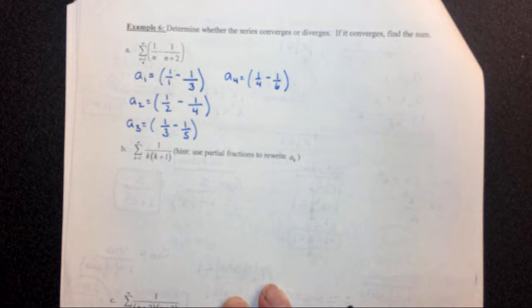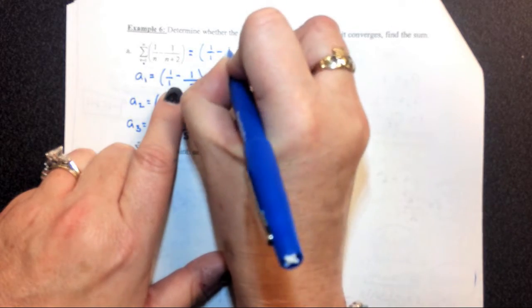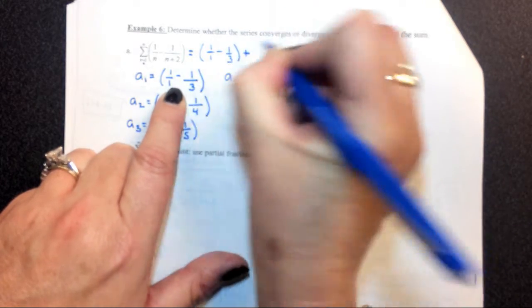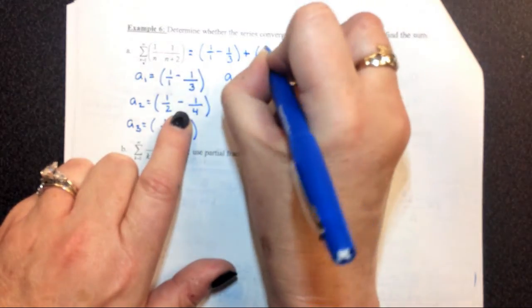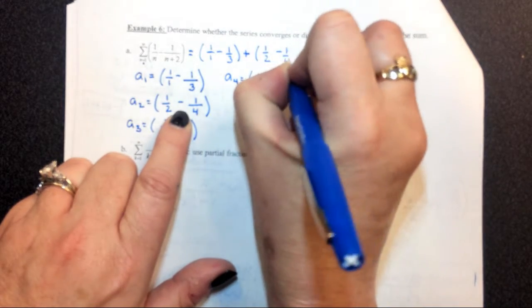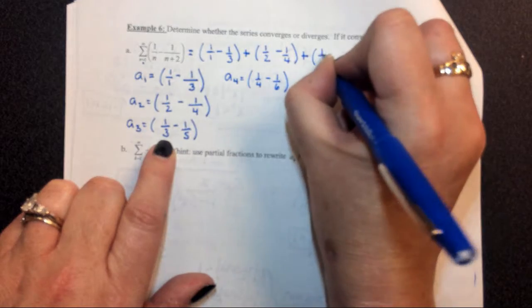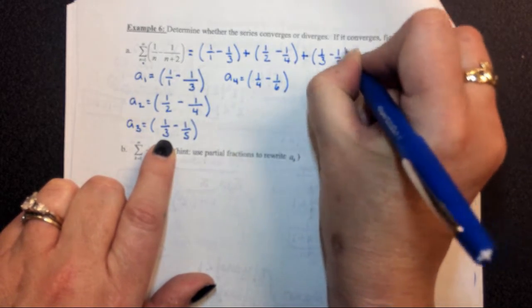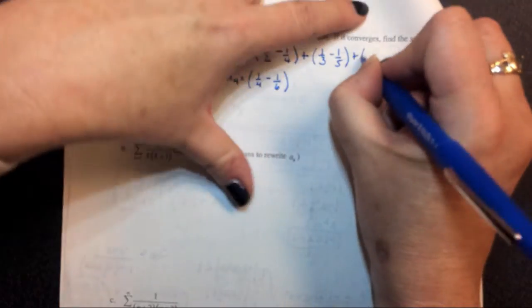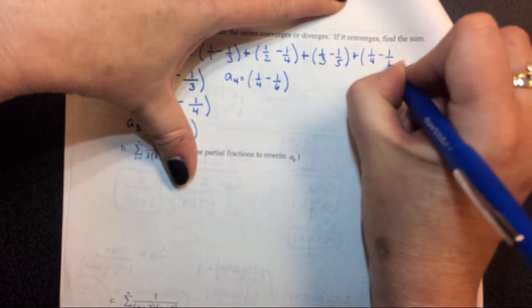Yes, Osmond. Well, I'm going to list it a different way. All I did right now is find my terms. So now let me show what this looks like in the series. My first term, 1 over 1 minus 1/3, would be added to my second term, the 1/2 minus 1/4. Plus, this would be added to my third term, 1/3 minus 1/5. Plus, 1/4 minus 1/6.